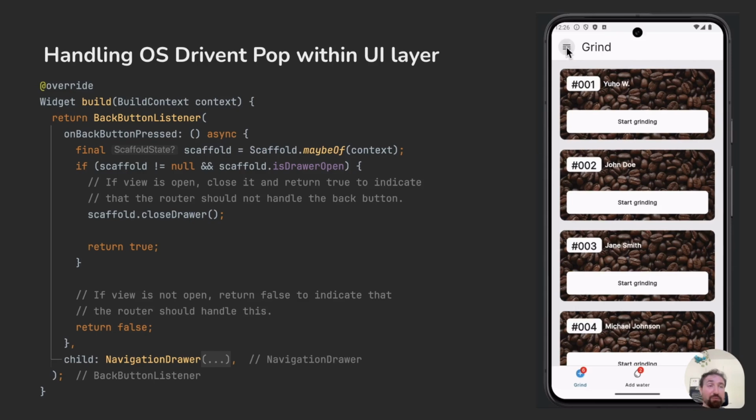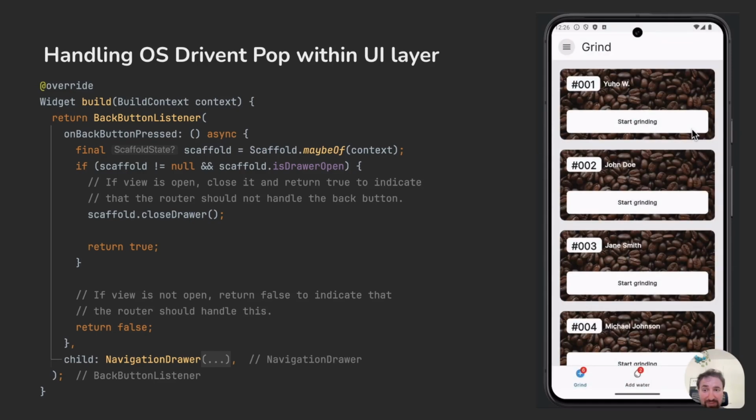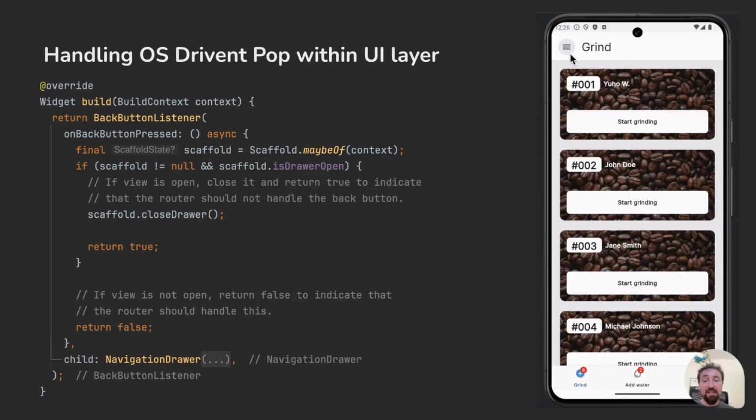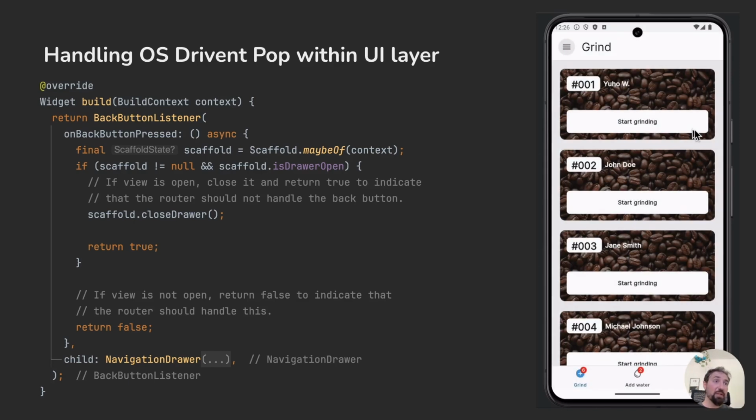We probably wouldn't want to close the app with the OS generated pops when the navigation drawer is open. In this case, we wrap the navigation drawer with the back button listener, and then this widget intercepts the pops, and the pop method in the router delegate will not be called.